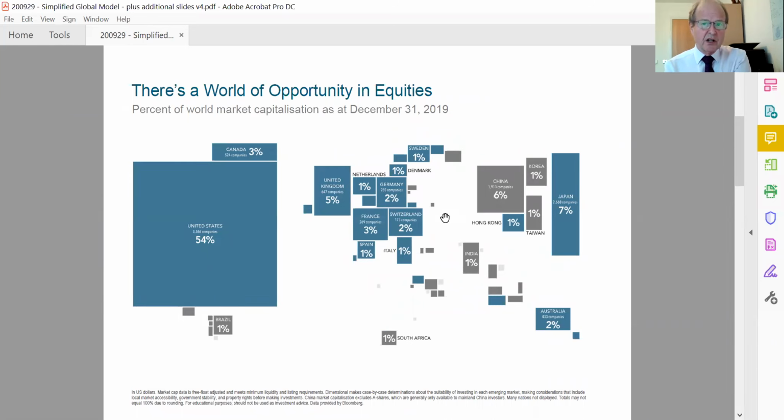This chart shows the allocation of world stock markets, and you will notice that the United States is by far the largest market with 54% of world valuations. The UK is 5%, which is much less than it used to be. It used to be 10 to 12%. And you will also see that China, in terms of its free-floating stock market, which international investors can access, is now growing to 6% as part of the emerging market sector.